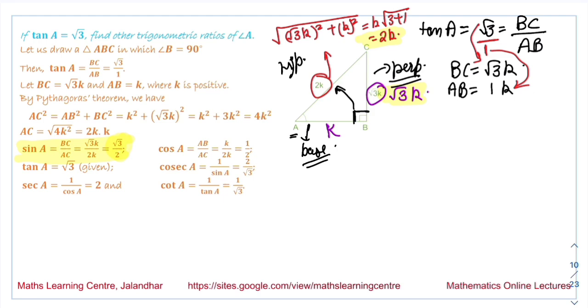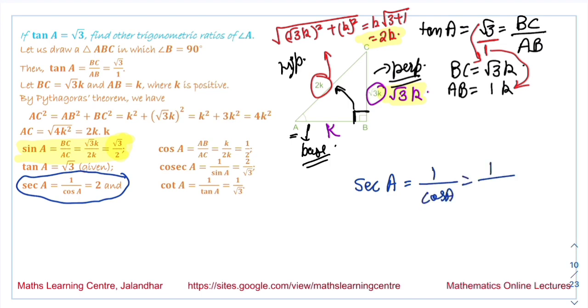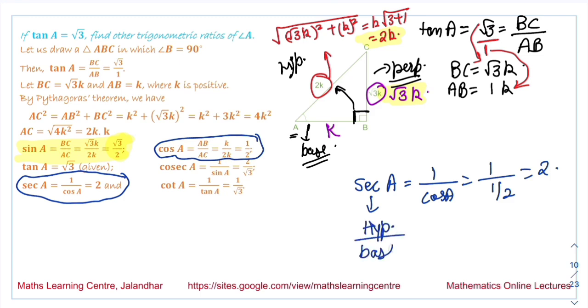Suppose we have to directly write the value of secant of A. It is 1 over cos of A. What is cos A? Cos A is the value we have calculated, it is 1 by 2. So it is 1 over 1 by 2, that is equal to 2. In place of this, you can directly write that secant A is equal to hypotenuse over base. This is by the definition of the secant.